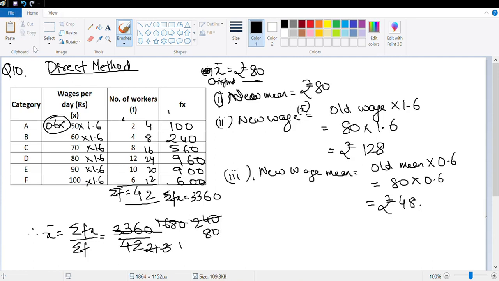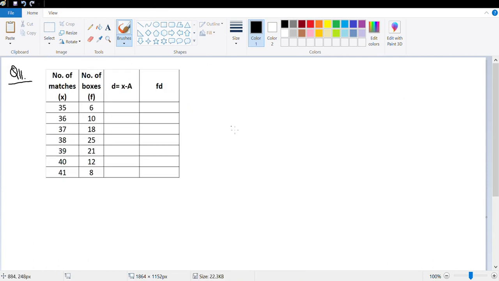The next question that we are doing is question number 11. The contents of 100 boxes are checked to determine the number of matches they contain. Perfect. So we need to calculate the mean up to 1 decimal place. It makes sense to read the question carefully, because they want my answer up to 1 decimal place. Now, since these are slightly complicated calculations, 37 into 18 is something that I can't do with mental math. Similarly, 39 into 21 will be very difficult to do with mental math.